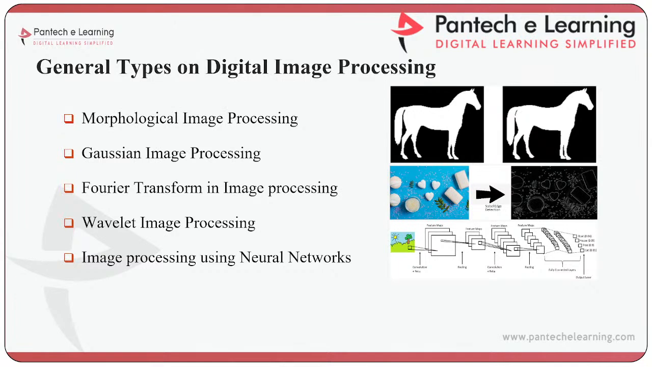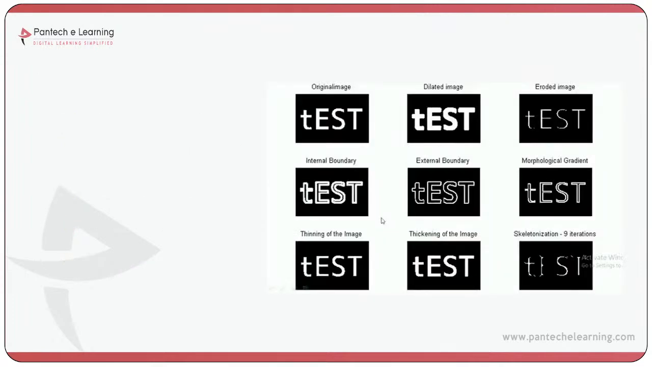So, general types of digital image processing. We have five types: morphological image processing, Gaussian image processing, Fourier transform in image processing, wavelet image processing, and image processing using neural networks. First, we are going to see, one by one, what morphological image processing is.